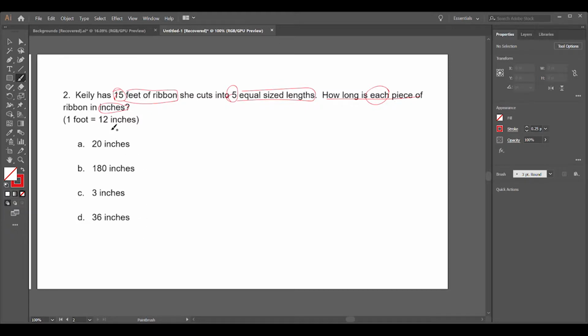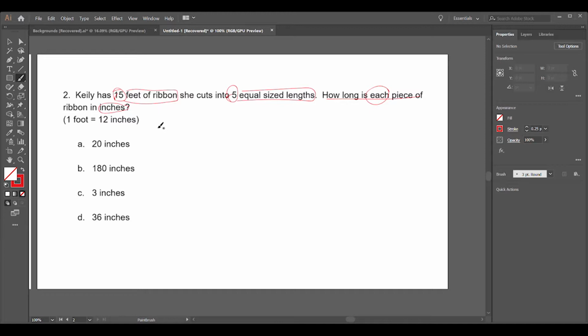And again, if I look here at all my answers, they're all in inches. So if you're a little bit confused about whether you're going to have to convert or not, then just take a look at what they give you and what kind of answer they want. So that tells me their conversion. Let's take a look at that first sentence again, because that's also very important. Kaylee has 15 feet of ribbon, and she cuts it into 5 equal size lengths.